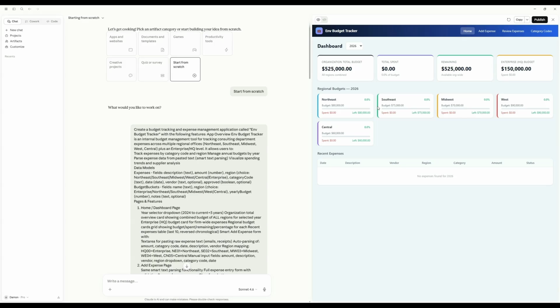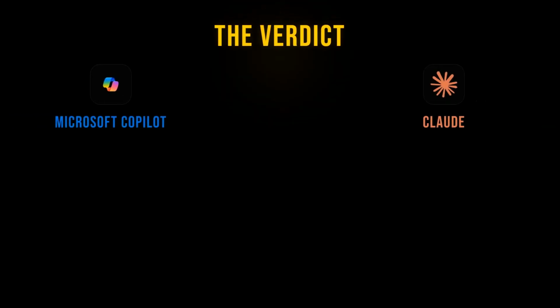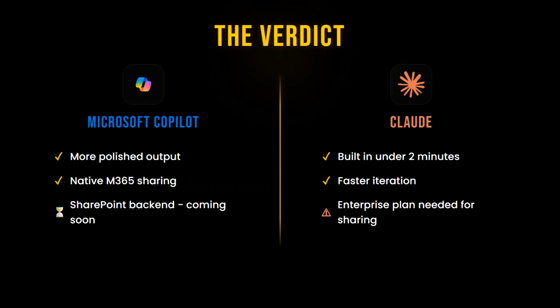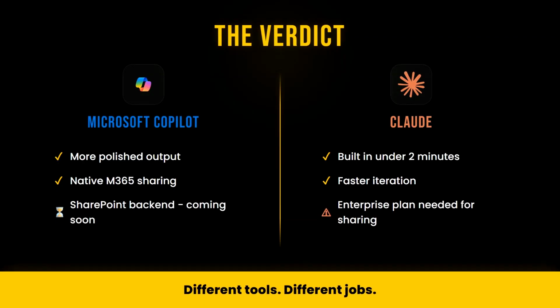Okay, so two tools, same prompt, both impressive in different ways. Copilot wins on polish and deployment potential, especially once the SharePoint backend comes back. Claude wins on speed, flexibility, and iteration, but I think it's a little bit more of an advanced option for day-to-day users in the enterprise. For a corporate environment right now, Copilot is closer to production ready, in my opinion. For prototyping and thinking through what you need to build, Claude is unmatched. My honest take, you need both in your toolkit.